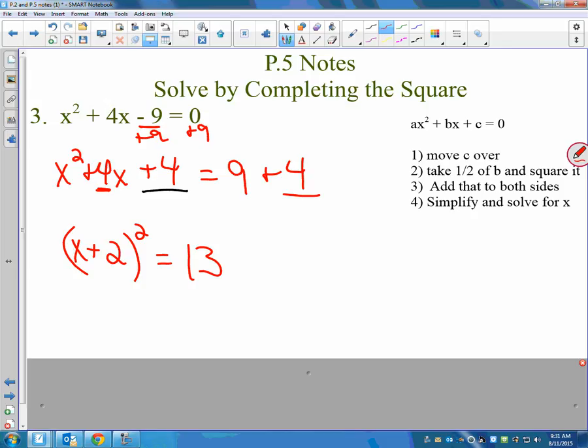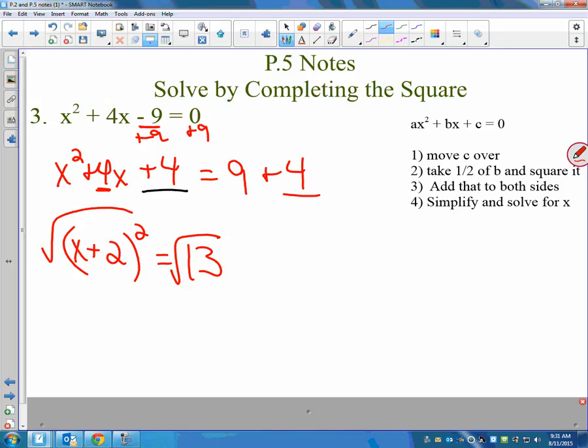Yeah, square root both sides. That's why we like to complete the square, because now we can use the square root property. And again, just a couple little things to remind you of, since it's been a while: when you square a square root, they're inverses, so they cancel out. So you just get x plus 2.